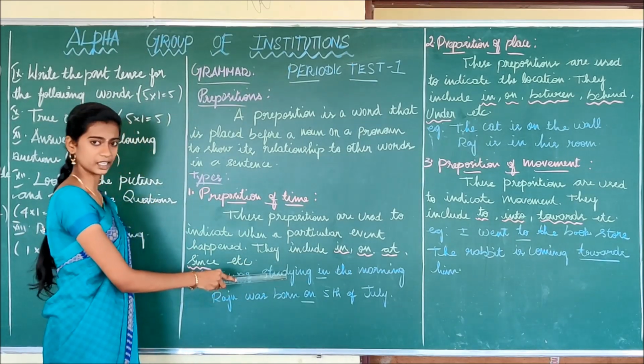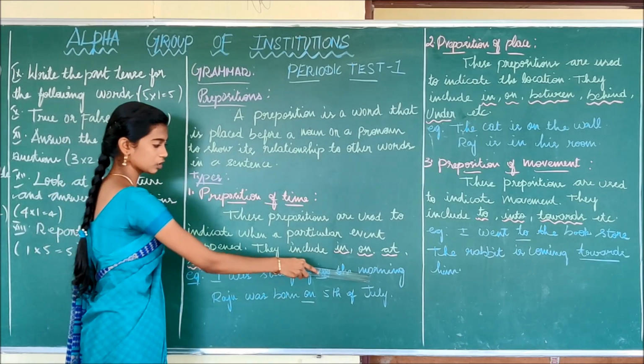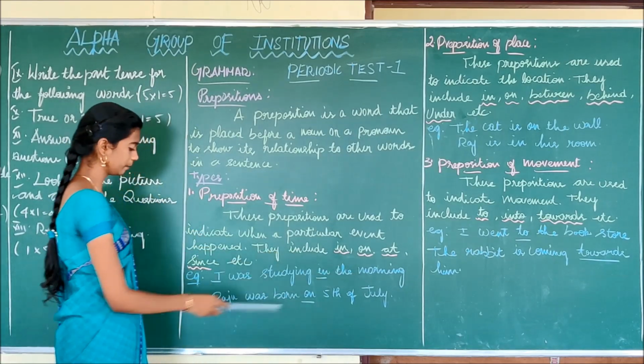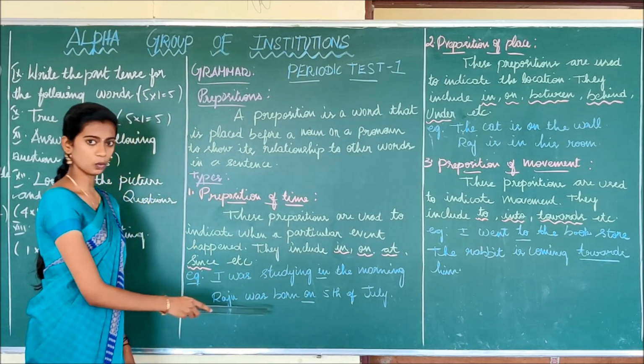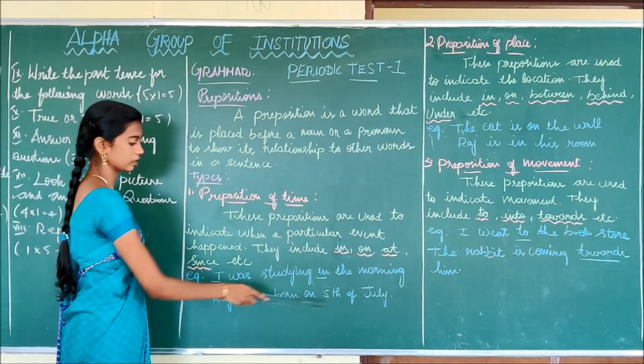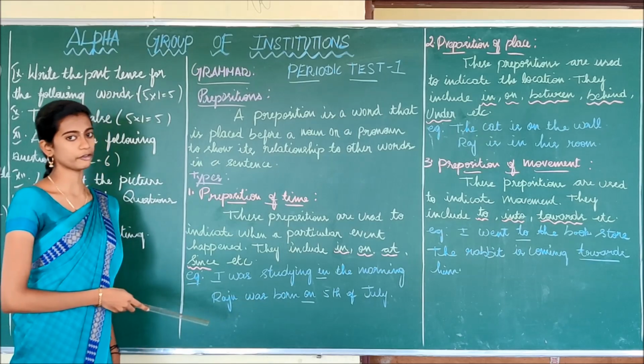So someone is studying in the morning. So it indicates the time. Raju was born on 5th of July. So this also indicates the preposition of time.